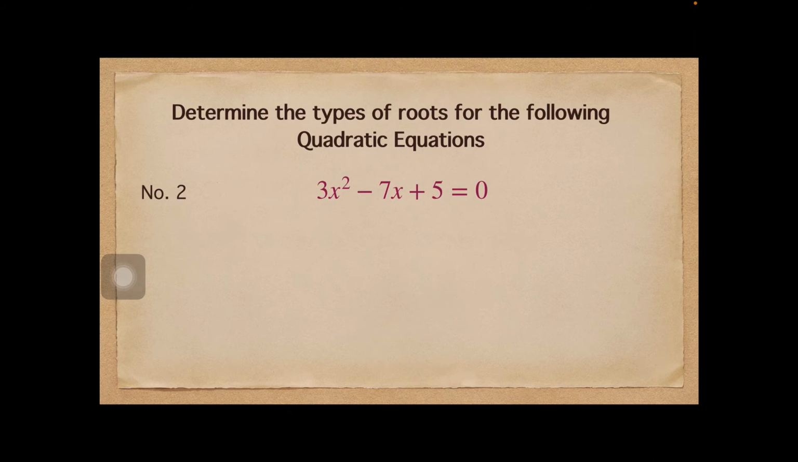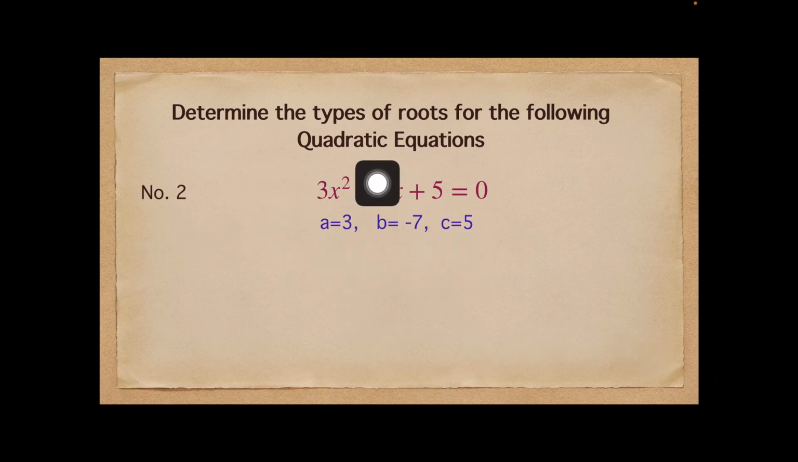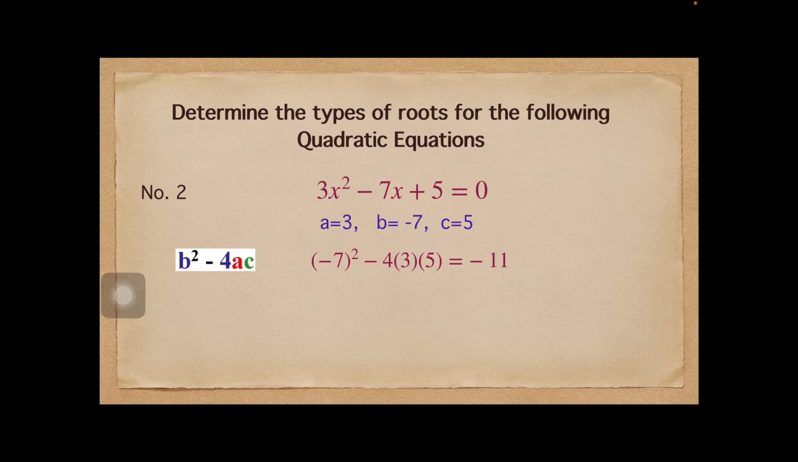We are given 3x squared minus 7x plus 5 equals 0. So identify the a, b, and c. Now remember, just to remind you, we must take the value of a, b, and c together with the sign in front of the coefficient. So this is minus 7, so you must take it with the negative 7. With the minus 7, we put it as b. Okay, then we substitute into b squared minus 4ac. You calculate properly, you get negative 11. And negative 11 is less than 0, so there are no real roots.